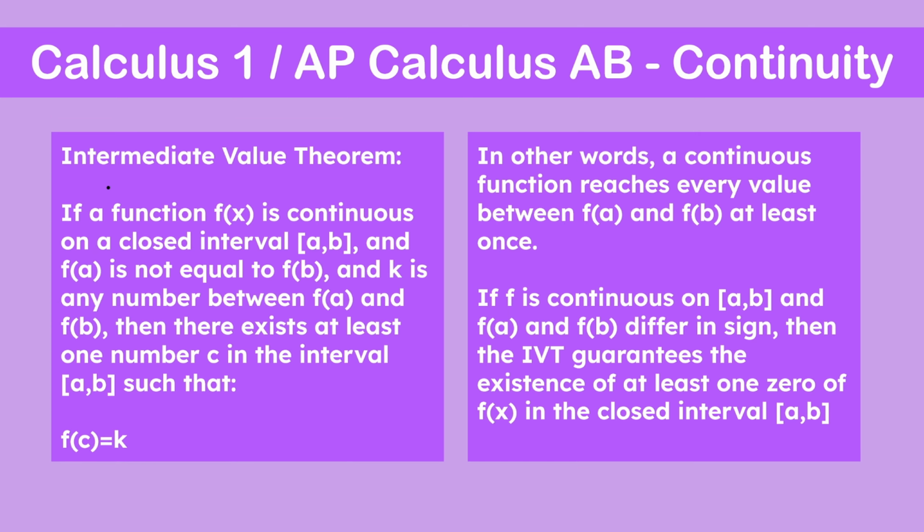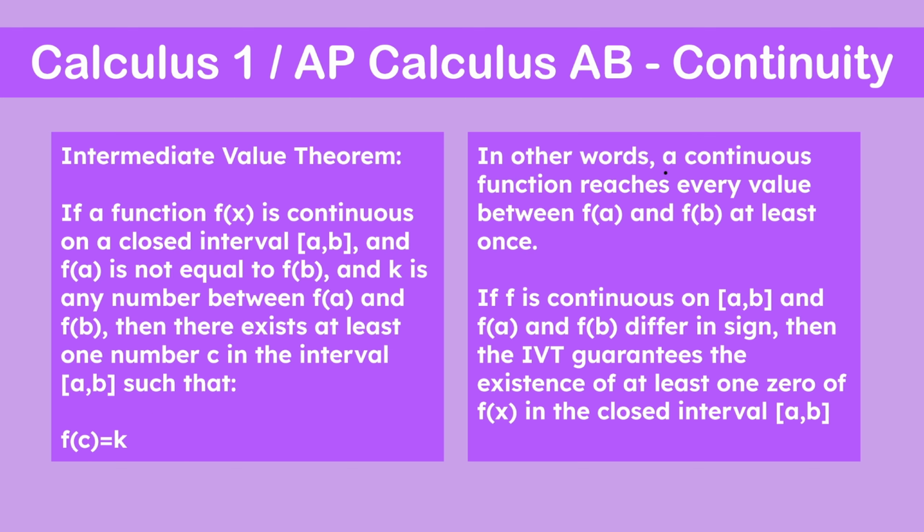Okay, so now let's talk about the last part of today's lesson, which is the intermediate value theorem, which basically states if a function f of x is continuous on a closed interval [a, b], and f of a is not equal to f of b, and k is any number between f of a and f of b, then there exists at least one number c in the interval [a, b] such that f of c equals k.